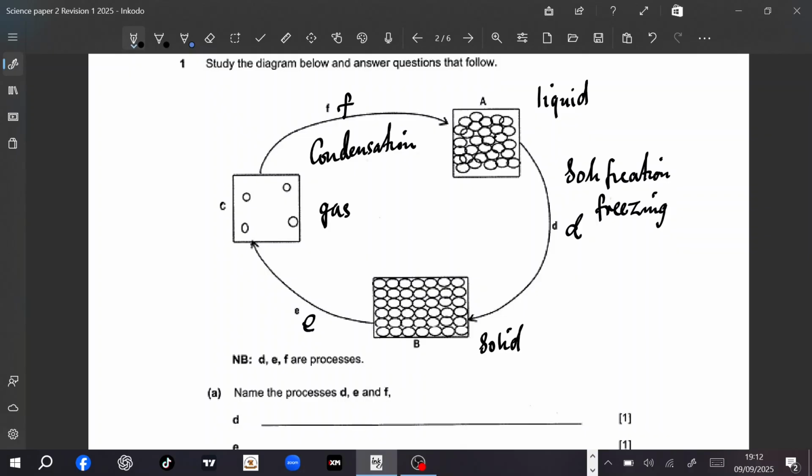Then you look at B to gas. If something is solid and then it changes to gas, what process is that? Directly from solid to gas without going through the liquid. This process E, we call it sublimation.